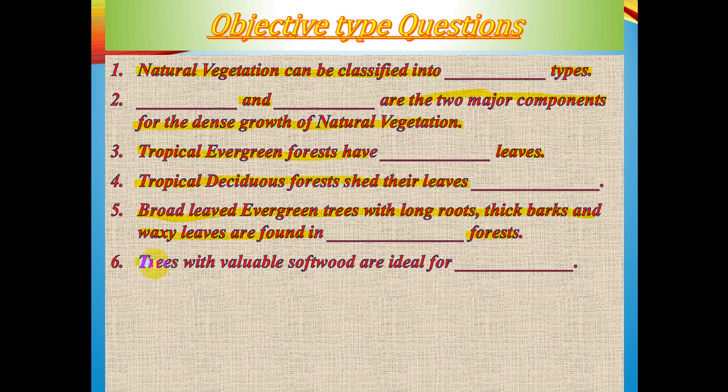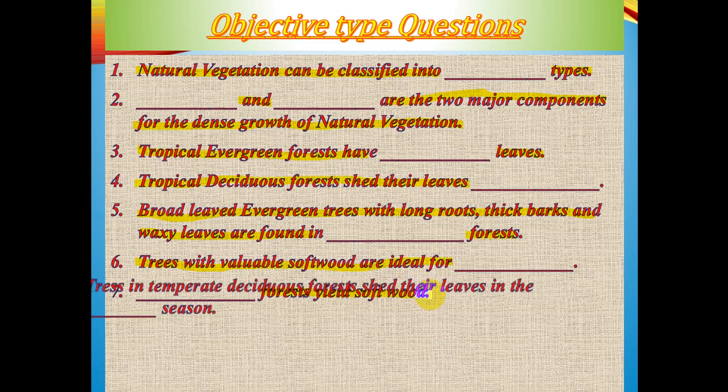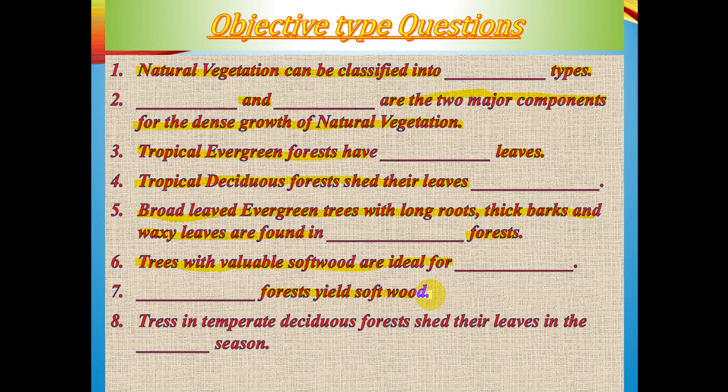Trees with valuable softwood are ideal for dash. Now if the trees are having hardwood, then it will be very difficult to get the timber from the hardwood. But if it is soft, then it is very much valuable. Why? Because it is ideal for lumbering. Next, the dash forest yields softwood. So what type of forest is it where softwood is very common?